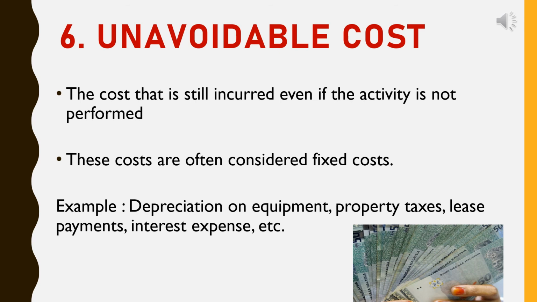Unavoidable cost. The cost that is still incurred even if the activity is not performed. These costs are often considered fixed costs. Examples: depreciation on equipment, property tax, lease payments, interest expense, and so on.